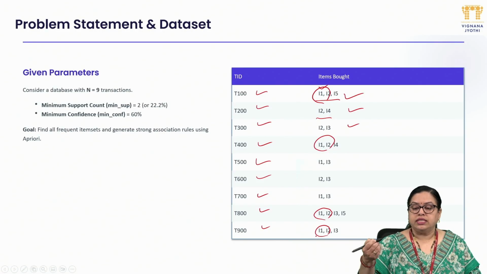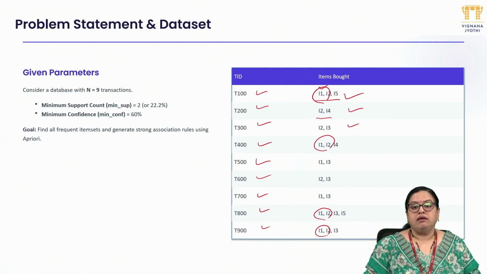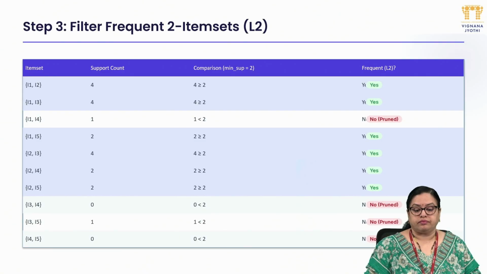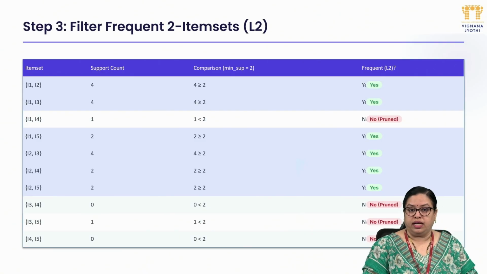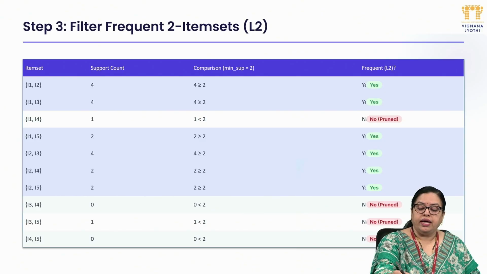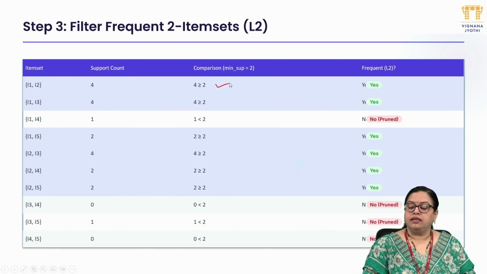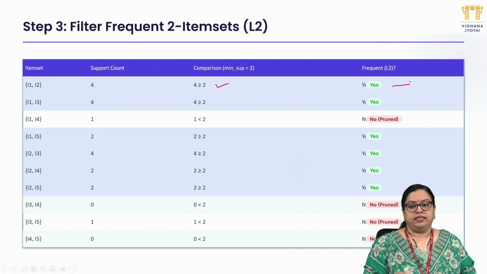So I have to scan the total data set for how many times I1, I2 is present there. Okay, so there I calculated how many times? It's 4 times. So we compare it: is 4 greater than or equal to 2 or not? Okay, if it is greater than 2, that means we consider this for the next iteration.